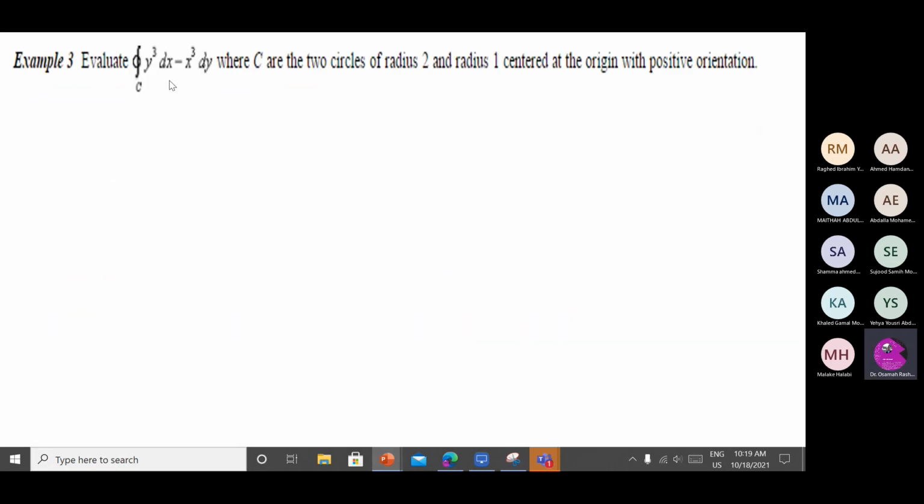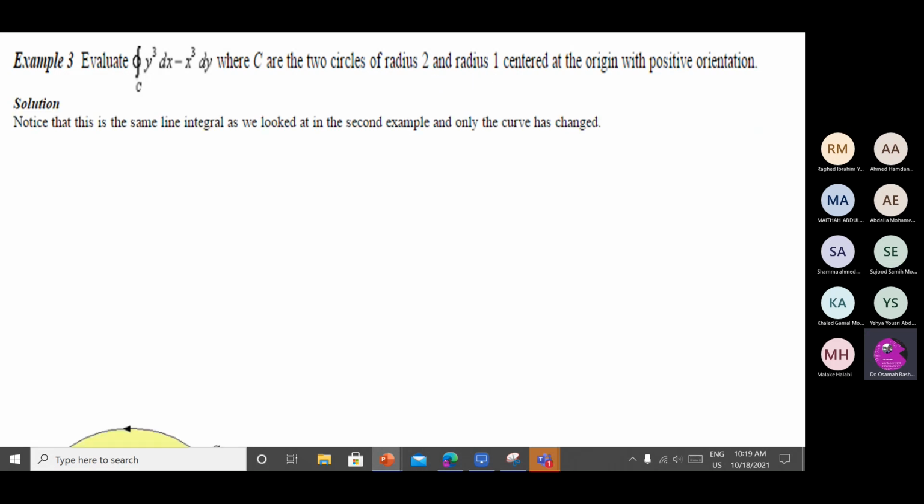If you have this line integral and you have C, yes, you have two circles in this case. One with radius 2 and the other one with radius 1. So you have like a ring, right? Yes, you have like a ring.